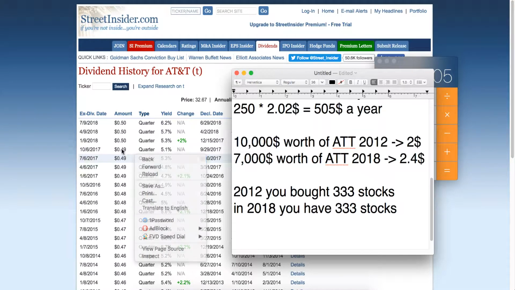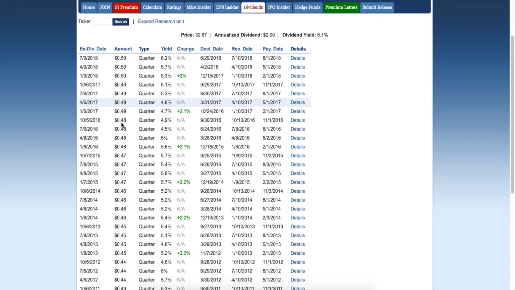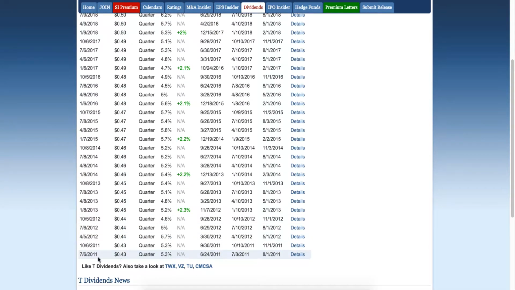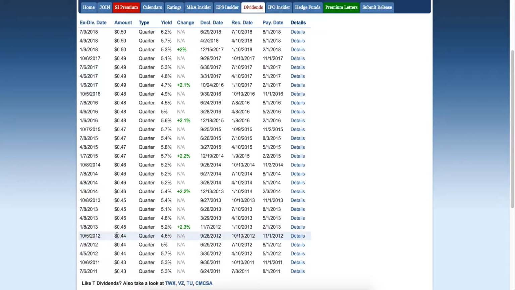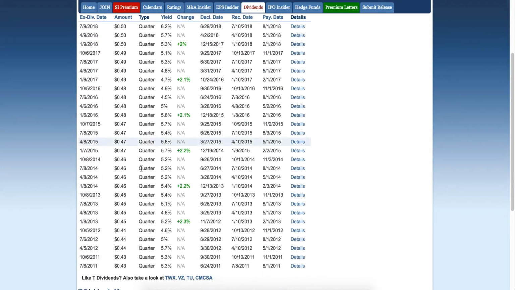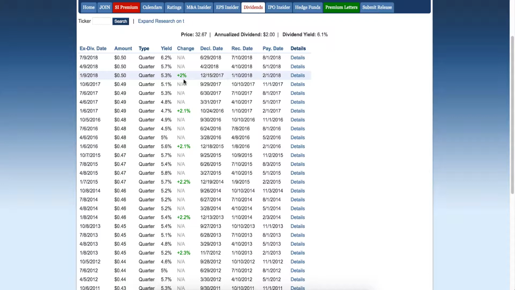So normally companies tend to increase dividends. As you see here, for instance, the history of AT&T, every year there's an increase. In 2012, it was 44 cents per quarter, and now it's 50 cents per quarter. So basically, you see the increases here, like 2% every year or so. And the high starting yield generally means lower increases, and vice versa.